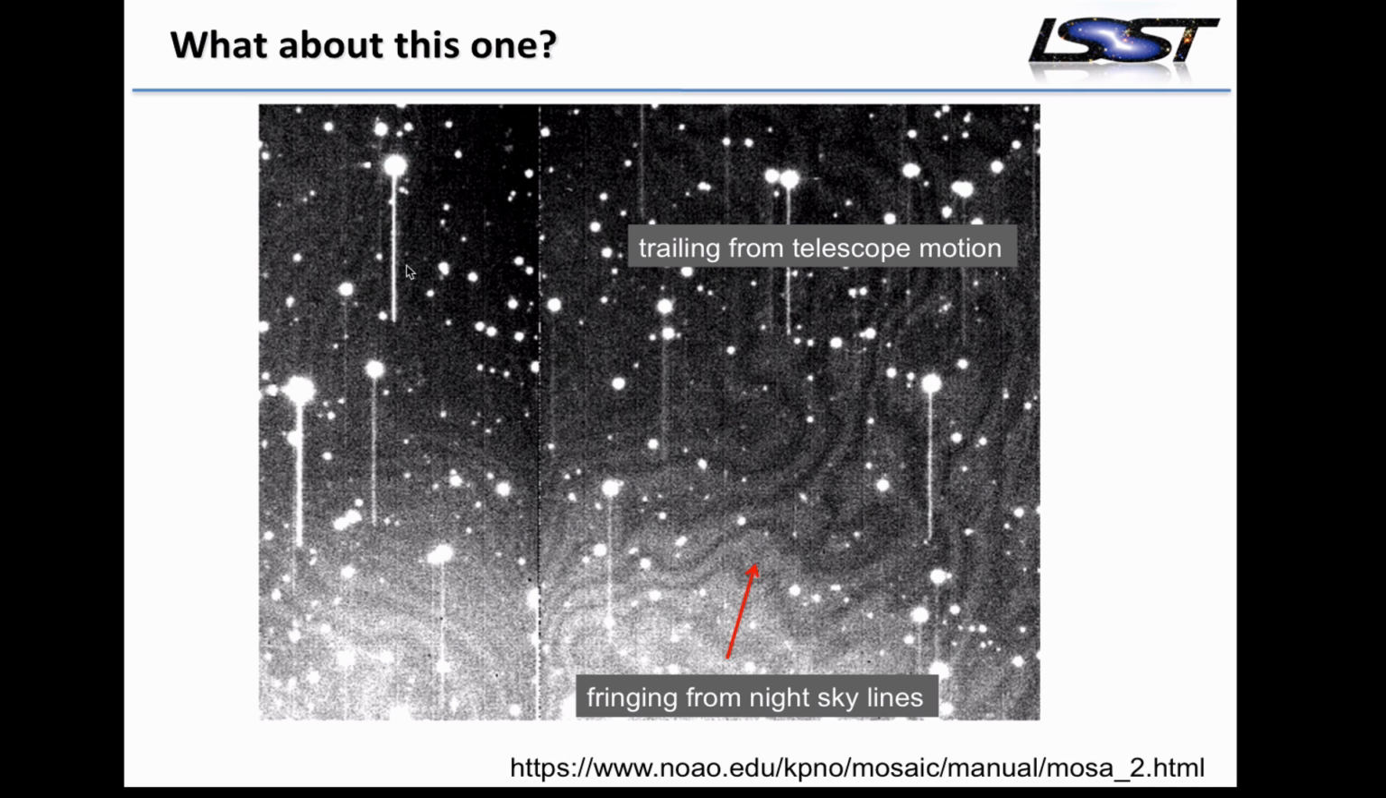This trail, I think, comes about because the shutter opened before the telescope pointing was actually stabilized, and then the telescope slides over to its stable position where then stable PSF is generated.